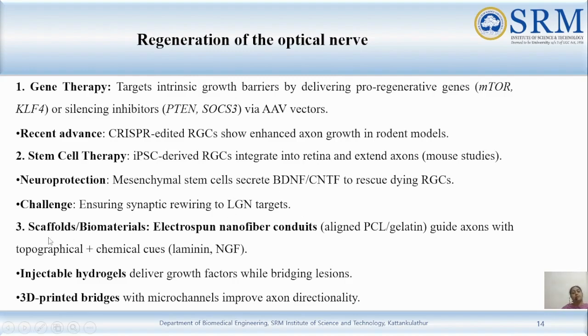Next, we can also use scaffolds or biomaterials, in specific, as I mentioned, electrospun nanofibers. Using rotating mandrels, it is possible to obtain aligned PCL-gelatin nanofibers that can guide axons with topographical and chemical cues such as laminin and NGF. So this can help in the regrowth of the neurons. Apart from this, injectable hydrogels help to deliver growth factors while bridging any lesions, and 3D printed bridges with microchannels help to improve axonal directionality. These are some of the strategies used for the regeneration of the optic nerves.